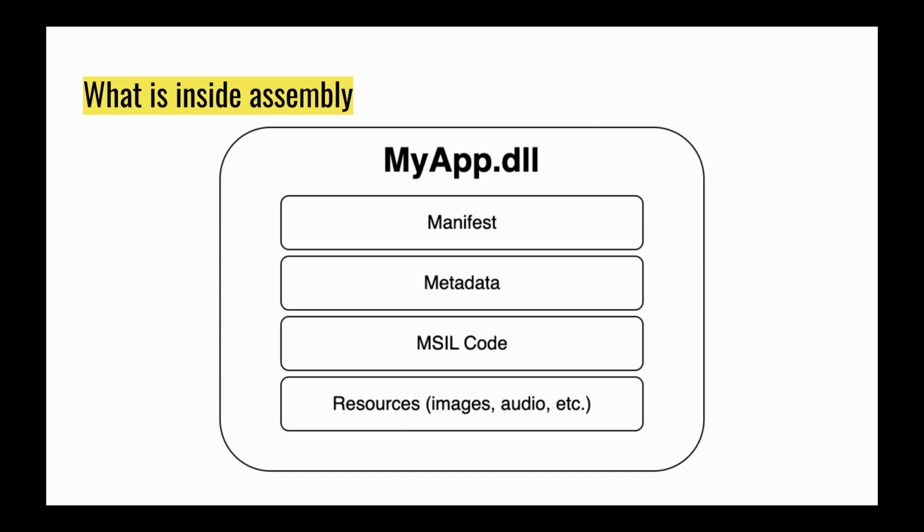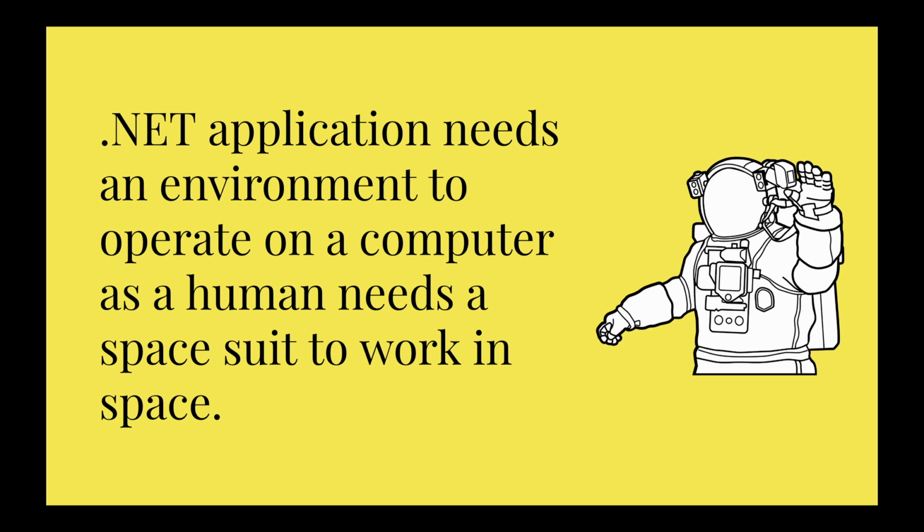An assembly has the following components: a manifest that contains the assembly metadata. Using this metadata, the assembly determines the location of the types in the application file, as well as where to store them in memory. Also, there is the actual program code. Also, we have application resources like images, music files, and text. To conclude about .NET and CLR, you could think of it as an environment that your application needs to operate on a computer, as a human needs a spacesuit to work in space.